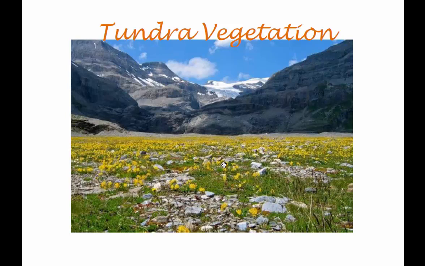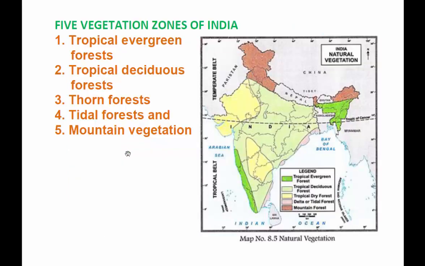Whatever it may be, let us come to India. Likewise, in India we have 5 vegetation zones. The first is tropical evergreen. If we look at the map of India, all the portions shaded in green color are tropical evergreen forests, which include Manipur, Nagaland, and most of the northeastern parts of India.